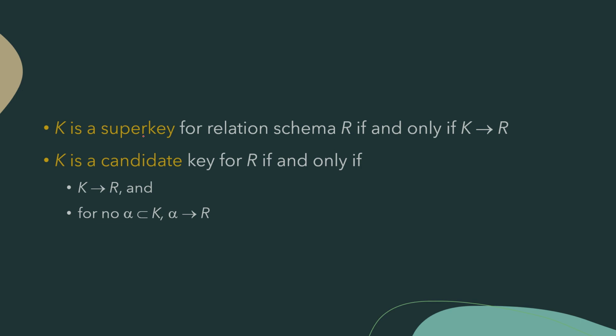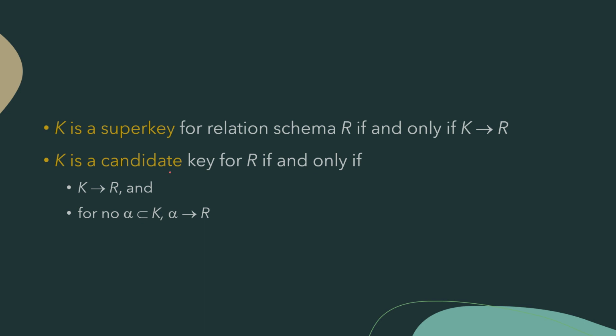K is said to be a super key if K implies R. That is, if you know the attribute values of K, and we can uniquely identify all other values inside R, then we can say K is a super key. On the other hand, what is the meaning of K as a candidate key? We know that a candidate key is a minimal super key. Minimal super key means the minimum number of attributes needed to uniquely identify a tuple.